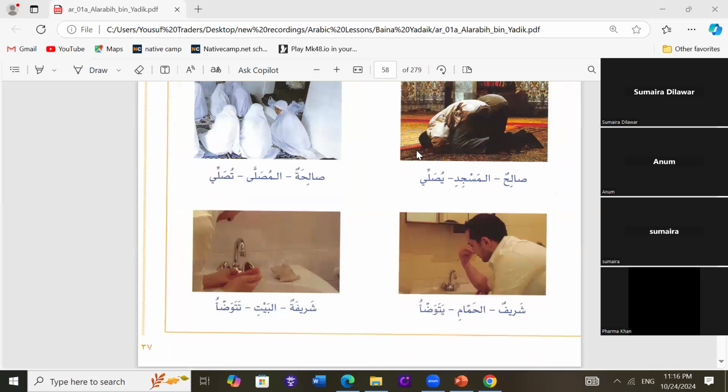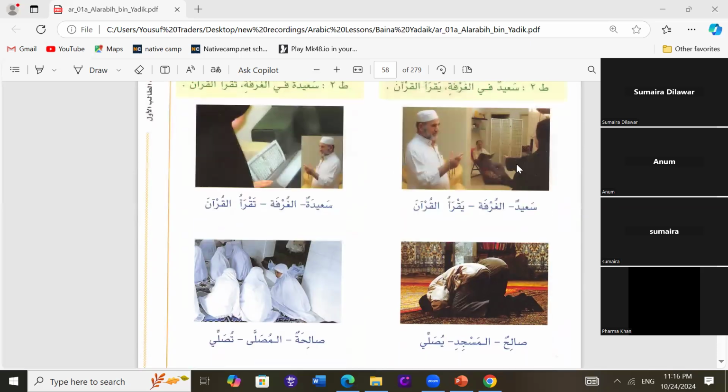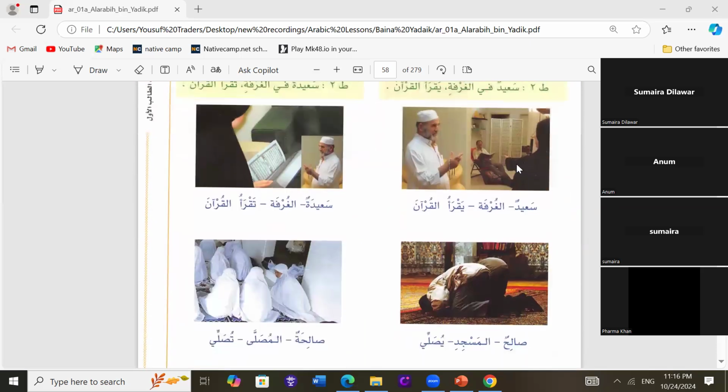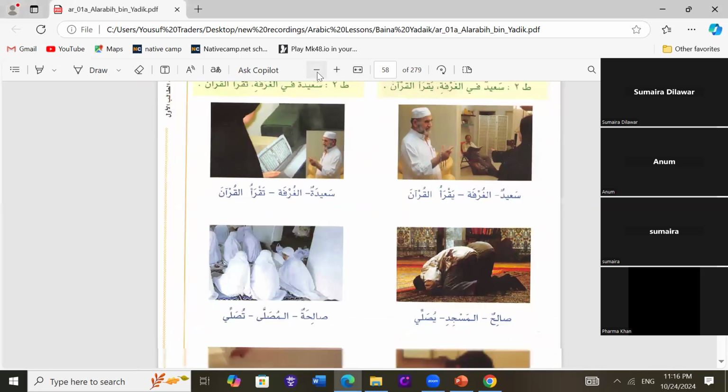This one. Salihun al-Masjid yusalli. Who will make it like this? Example. Aina Saleh? Saleh fil masjid yusalli. Yes. Salah fil masjid.